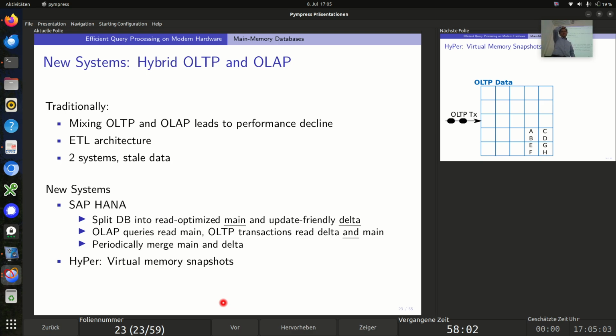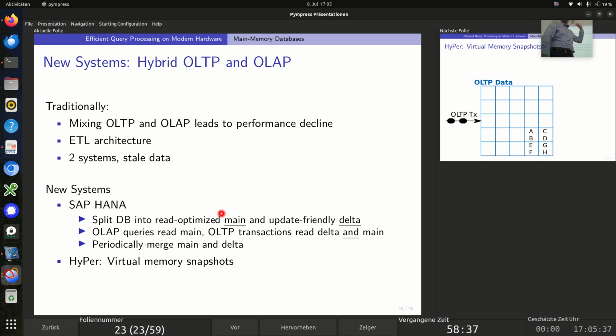Okay. Now the idea is to mix OLTP and OLAP to avoid any ETL, so extract, transform, load, architecture. Traditionally you had two systems: one for production, where you write all the data, like in a data warehouse where you enter all the purchases, and one to analyze it on the next day, and in the night you have to extract the whole data.